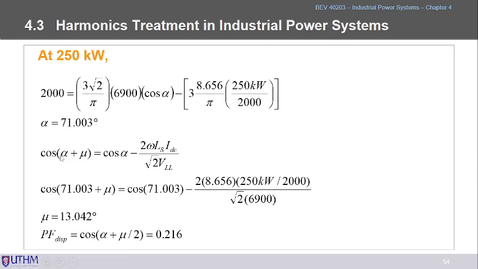And from this formula, you can find the mu later on. Then you have mu as 13.04, and of course you can find the power factor after that. The displacement power factor is 0.216 only. It's very low.